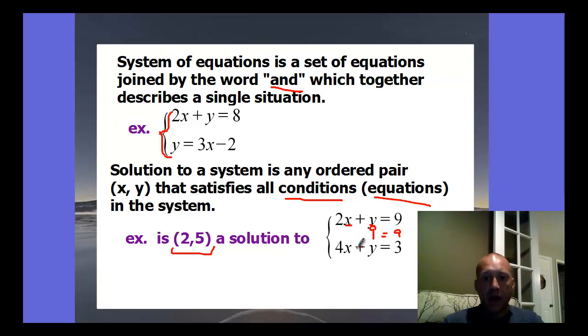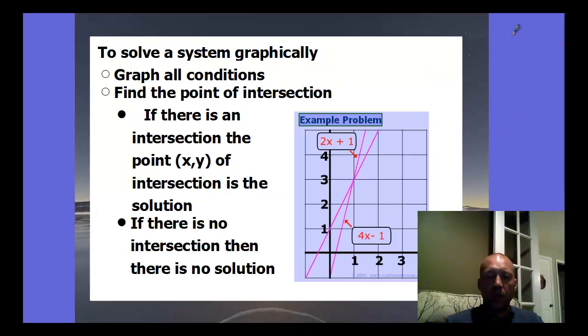But you also need to do the bottom. If we do the bottom, we get what? 8 minus 13 equals 3, which is not true, so this point is not a solution. And so you have to check all the conditions to make sure a point is a solution to the system.